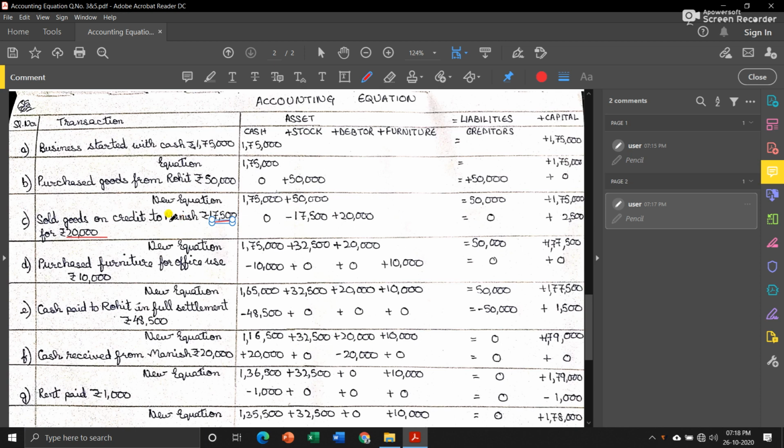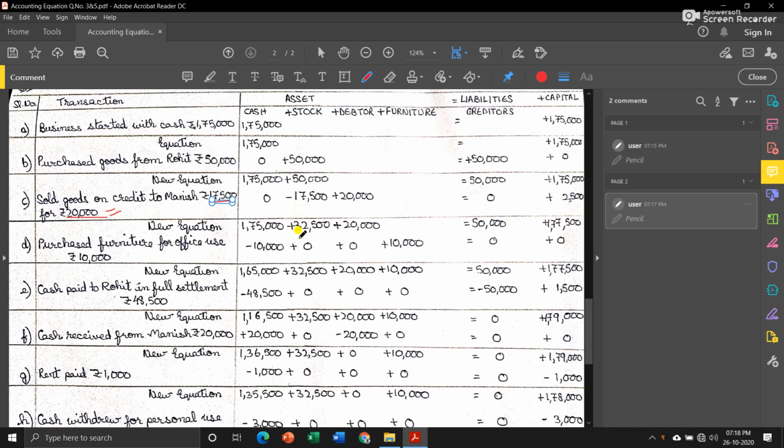He sold goods on credit, that means it increased his debtor worth rupees. Selling price we will write 20,000 under debtor. Now since there is profit of rupees 2,500, that profit amount will be added in the capital. So we got new equation, cash 1,75,000, stock 32,500, debtor 20,000, creditors 50,000 and capital 1,77,500.